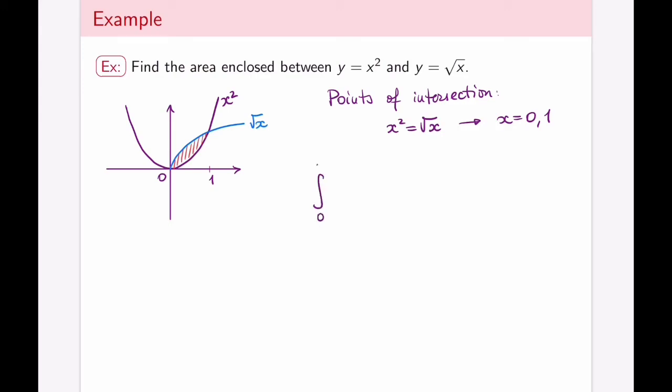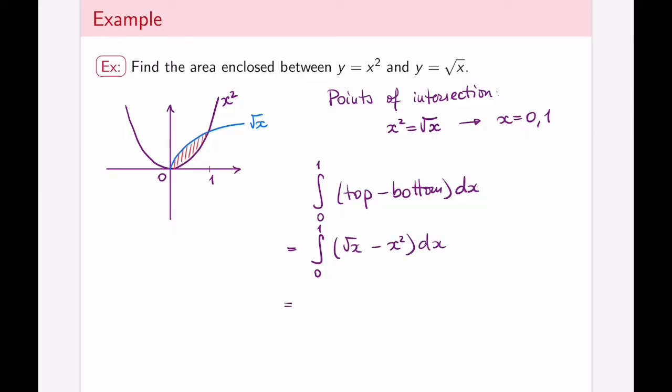So now I know what are my points, the endpoints of the interval, and also what are my functions. Again, let me write this down in terms of the very informal top minus bottom. The top in this case is square root of x. The bottom in this case is x squared.